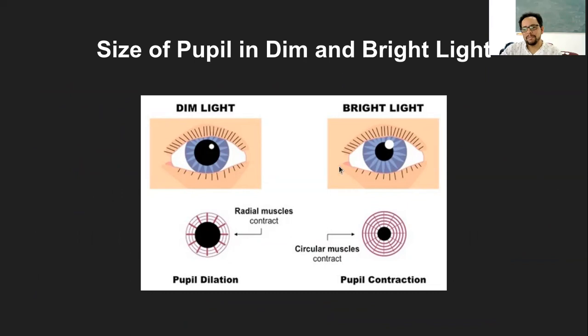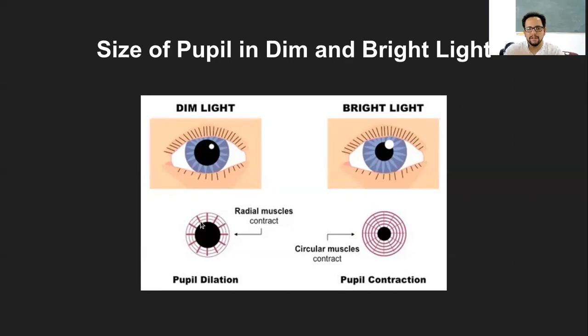This is just the representation of how the structure of the pupil changes in dim light and bright light. In dim light, because the amount of light is so small, you want to capture the maximum of it. So that's when the pupil is dilated to the maximal possible capacity, and that happens with the radial muscle contraction. These muscles which are along the radius will contract.